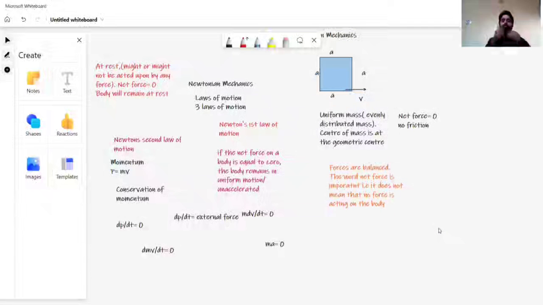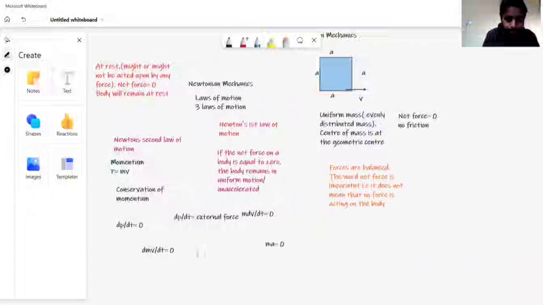In some cases, we take that there is no change in momentum by an internal force. Sometimes when you do the conservation of momentum, for example when gravitational forces are involved. So are we clear on Newton's second law of motion? Newton's second law of motion states that dp by dt is equal to external force.